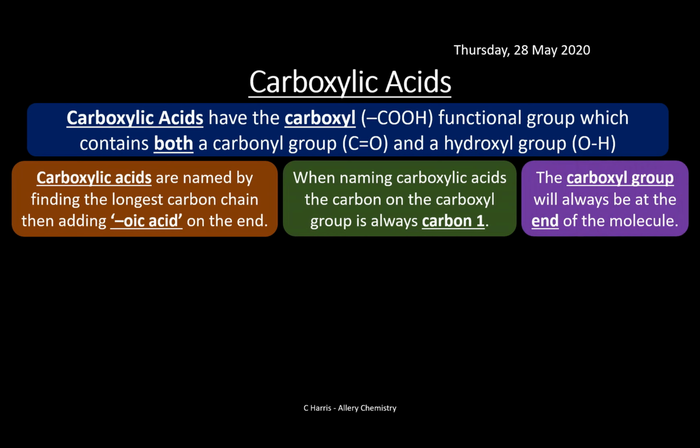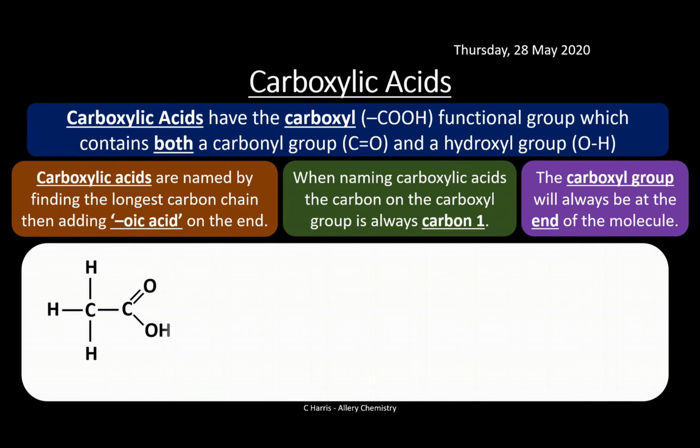We can never have a carboxyl group in a middle carbon. It's always got to be at the end. And that carbon in the carboxyl group is always carbon 1. So that simplifies it. It means you know exactly what carbon 1 is, and then we can work along the chain to find out the numbers of the other ones.